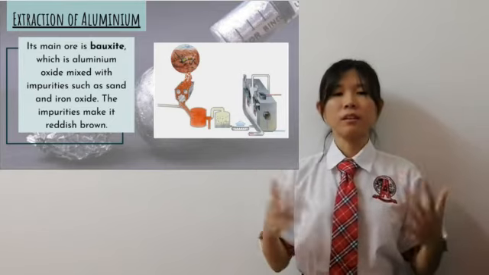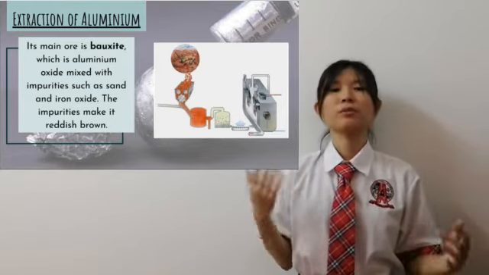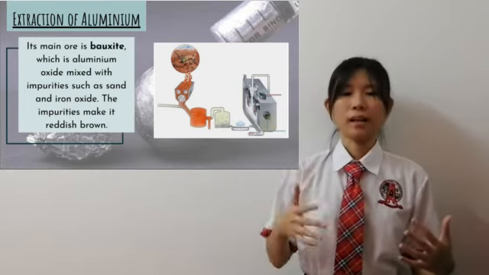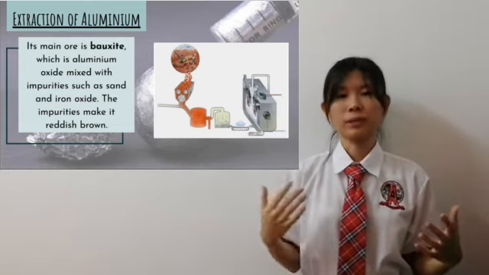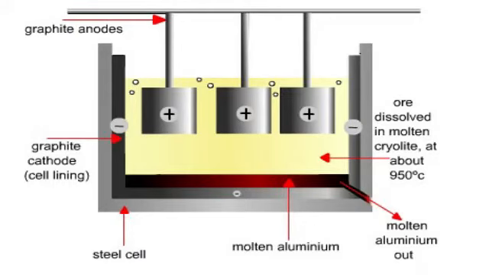Aluminium's main ore is bauxite, which is aluminium oxide mixed with impurities such as sand and iron oxide. The impurities make it reddish brown. Next, I'm going to describe in outline the extraction of aluminium from bauxite, including the role of cryolite and the reaction at the electrodes.